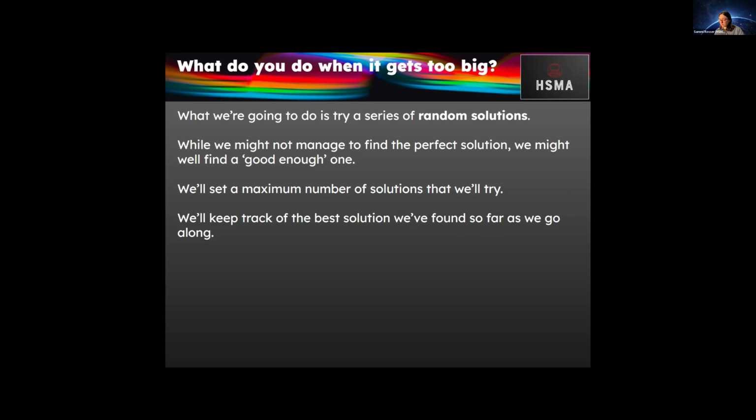We'll set a maximum number of solutions that we'll try. So we might say, I just want you to try 10 solutions. More likely, you'll try 1,000. You might just go, well, I'm going to leave this running overnight. Maybe I'll try 30,000 solutions. But in those very large solution spaces, if you take enough random solutions, you're probably going to find something that's pretty decent as a solution.